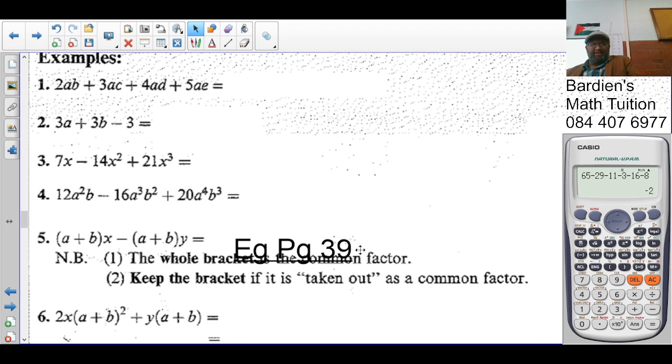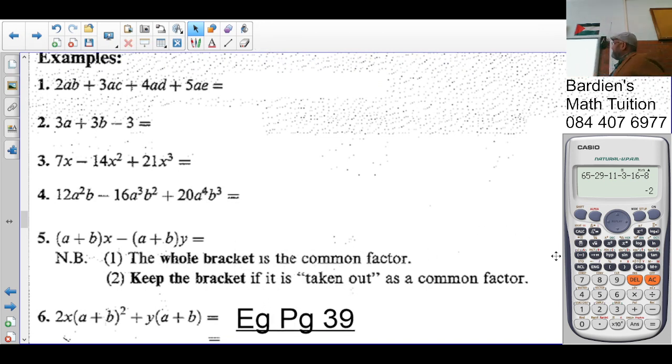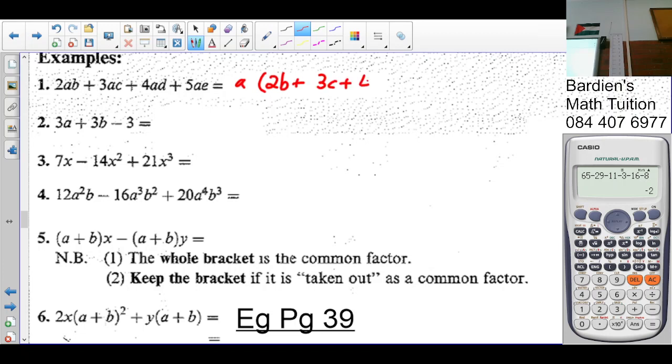So looking at number 1, what is common there? A is common. But take out A as a common factor, what are we left with? 2b plus 3c plus 4d plus 5. Remember that the factorization is the reverse of products. So if you multiply 2b times A, you're going to get 2ab. A times 3c, 3ac. A times 4d, 4ad, and so on. Right, you guys understand?